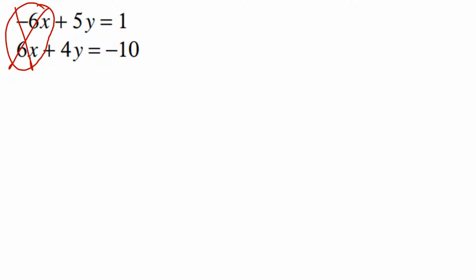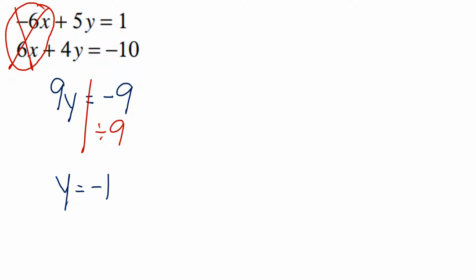Then we can solve the remaining problems. 5 plus 4 is going to give us 9, so it's a 9y. 1 minus 10, or 1 and negative 10, is going to give us a negative 9. Our last step is to divide. The 9 and the y side by side means multiply. We do the opposite, we divide. Negative 9 divided by 9 is a negative 1.